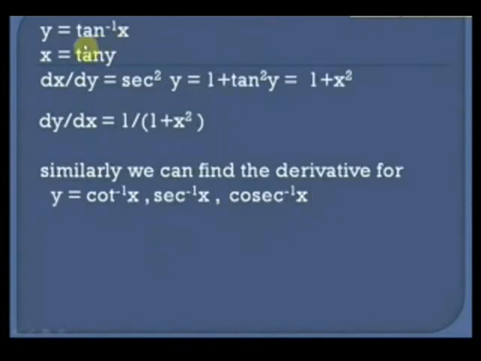Now let's look at y equal to tan inverse x. So x would be equal to tan y. Now dx by dy would be equal to sec square y, because the differential coefficient of tan y is equal to sec square y. Now sec square y could be written as 1 plus tan square y, but tan y is nothing but x. So dx by dy would be equal to 1 plus x square. Thus we get dy by dx equal to 1 by 1 plus x square. Similarly, we can find the derivatives for y equal to cot inverse x, sec inverse x and cosec inverse x.